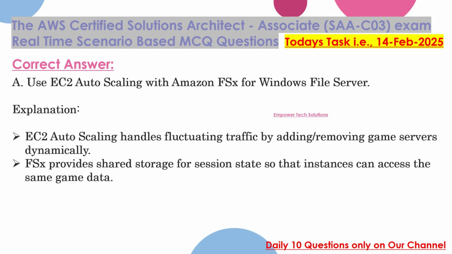Correct answer: A. Use EC2 auto-scaling with Amazon FSx for Windows File Server. Explanation: EC2 auto-scaling handles fluctuating traffic by adding/removing game servers dynamically. FSx provides shared storage for session state so that instances can access the same game data.